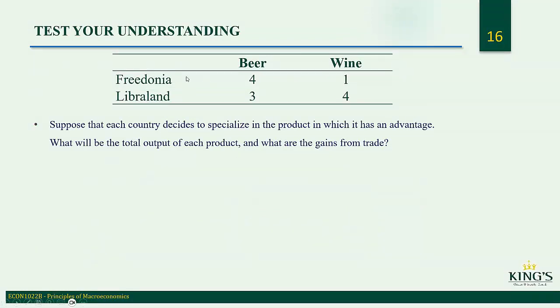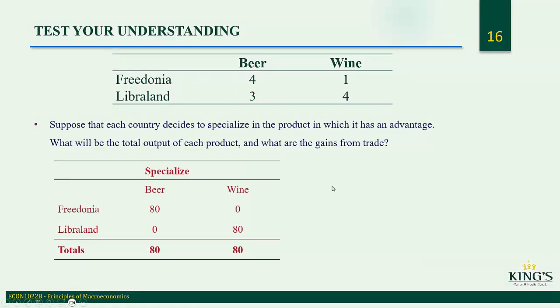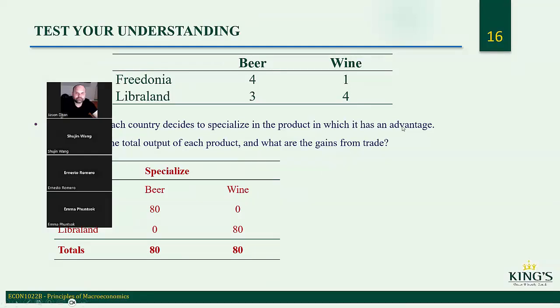So let's just have Fredonia make beer and Liberland make wine. Well, we would end up with each. So again, remember there were 20 million workers. So instead of putting 10 million workers in each sector, you would put them all in one sector. So now Fredonia can make 80 million units of beer because they're going to have 20 million workers. So 20 times 4 is 80. And then same with the other country in terms of wine, they could make 80 million units.